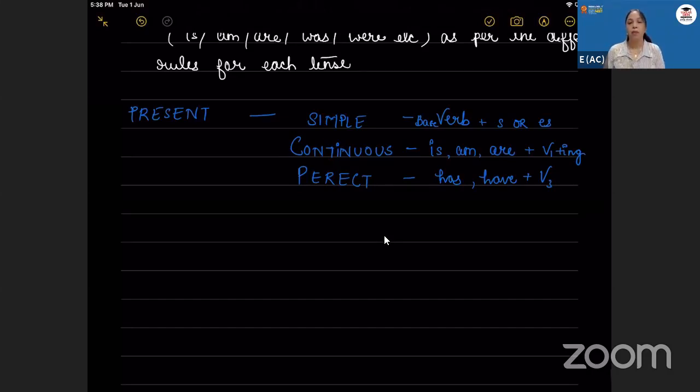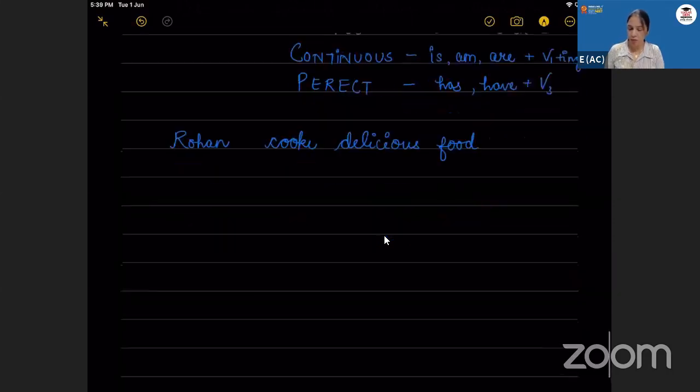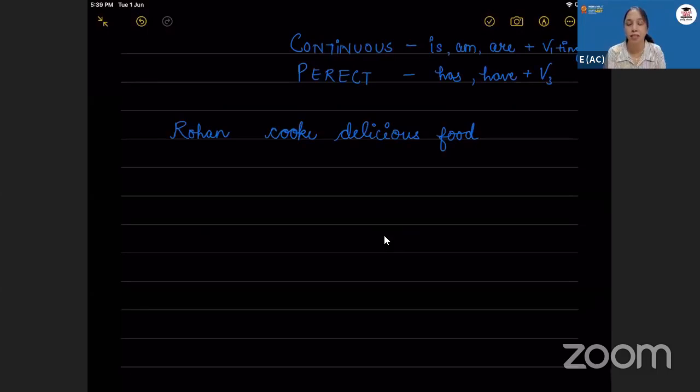Any example for simple present tense? I'll take one sentence into different tenses. Rohan cooks delicious food. You will tell me which sentence is in which tense. Cooks delicious food, simple present tense.